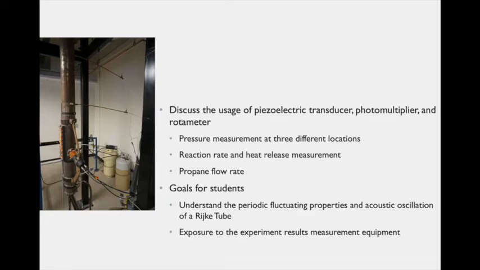The piezoelectric transducer is used to measure the pressure readings from the tube at different locations, and we'll also use a photomultiplier to measure the reaction rate and heat release, and we use the rotometer to measure the flow rate of propane fuel. The goal for students is to understand the periodic fluctuating properties and acoustic oscillation of a Rijke tube and have the exposure to the experimental results measurement equipment such as piezoelectric transducers, photomultipliers, and rotometer.